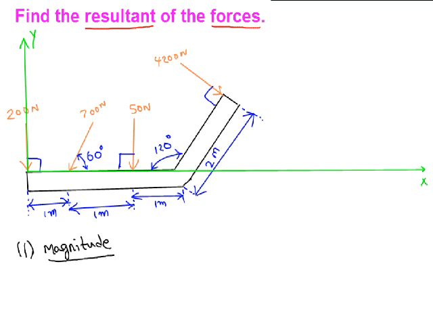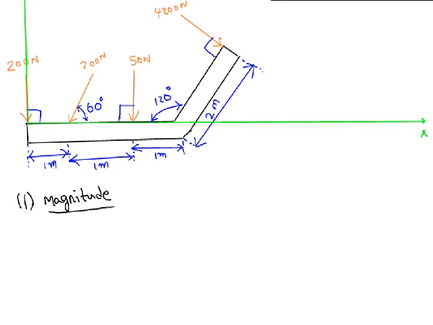To find the magnitude, we'll find what is the x component of the resultant, or R x bar, and then the y component. This x component of the resultant is the sum of x components of all these forces, 200, 700, 500 and 4200. To find out the x component of this force, we'll quickly note that this angle is 30 degrees. Because this 200 Newton force is a vertical force, it doesn't have an x component.